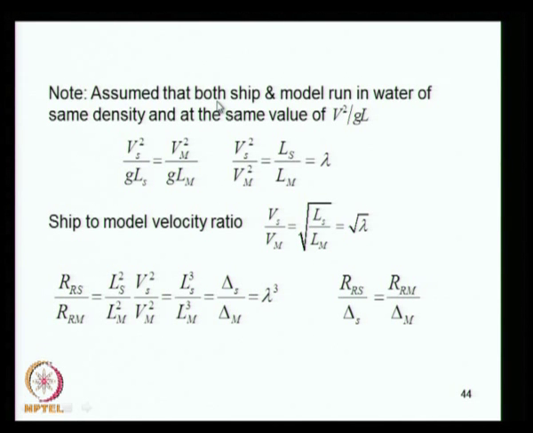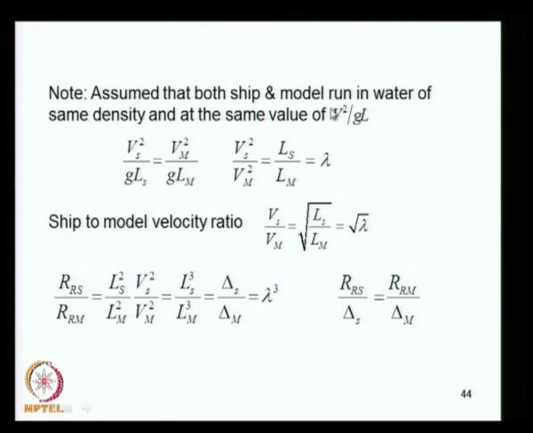Assume that both the ship and the model run in water of the same density. The minor change in density between the fresh water in the model towing tank and the sea water is ignored. Sea water density is approximately 1.025 tons per meter cube and fresh water is 1 ton per meter cube. That difference is ignored here and we consider the same density.